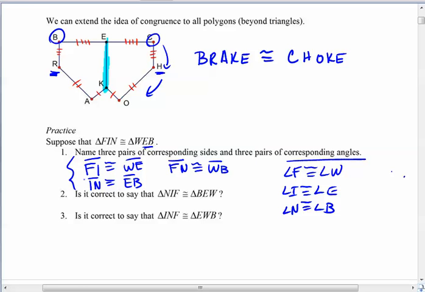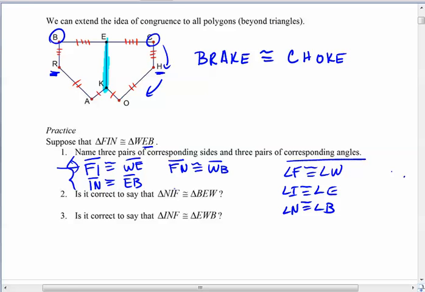Now, in these segments, you can name them in any order. It doesn't matter. But if you choose F, then I, for instance, in this first statement, then W and E should also be in that particular order.